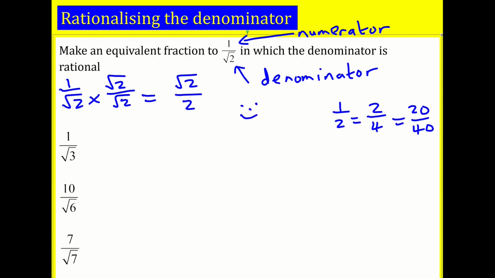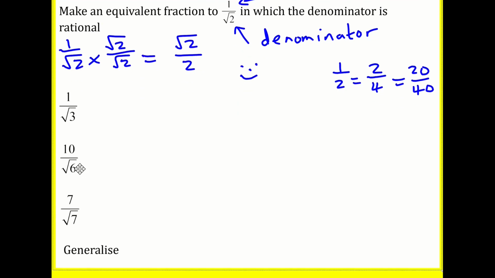Now I've said that, can you try these next 3? And then think about how you might generalize it. What do I mean by generalizing? Like a general sort of rationalizing the denominator procedure as such. I'll explain a bit more what I mean in a minute, but I want you to think about what generalizing means.